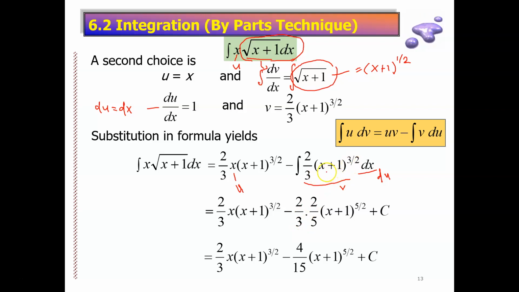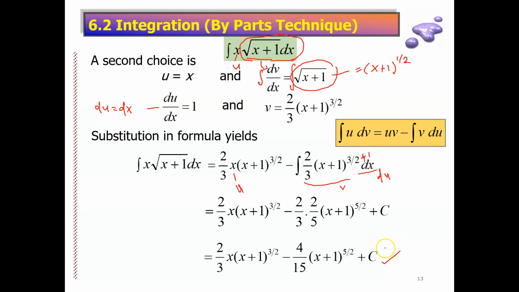When you integrate this part, 3 over 2, you plus 1, so it becomes 5 over 2. But when you bring it to the front, it becomes 2 over 5. This is 5 over 2 after you plus 1, and don't forget to divide by 5 over 2. That's why when you bring it to the front it becomes the reciprocal, 2 over 5, because it should be in the denominator. So you can expand this one until you get this. So this is the by parts technique.